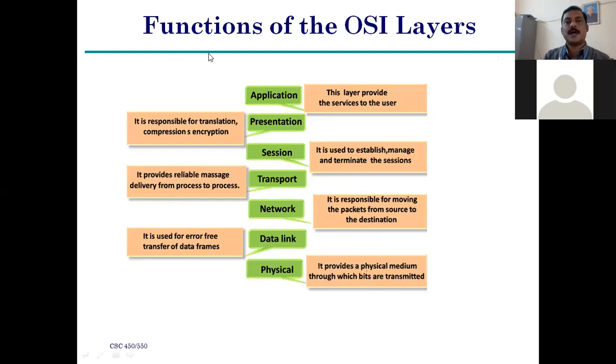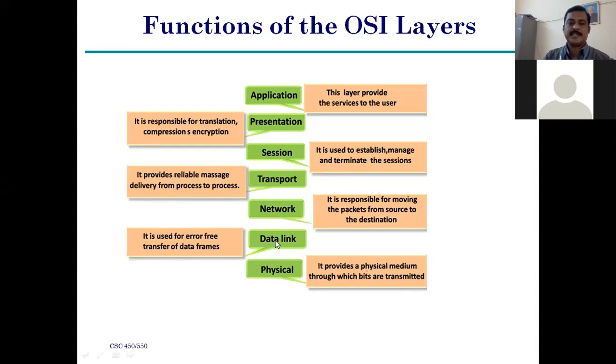These are the functions of the OSI layers, the overall information about OSI. Already discussed, the physical layer provides a physical medium through which bits are transmitted. It identifies whether a connection is formed or not. If a connection is formed, the raw bits are transmitted successfully.